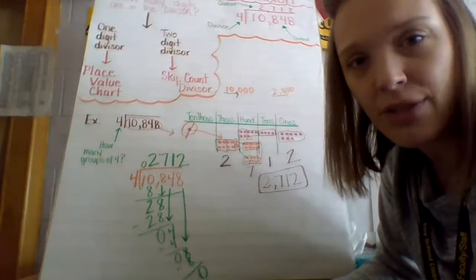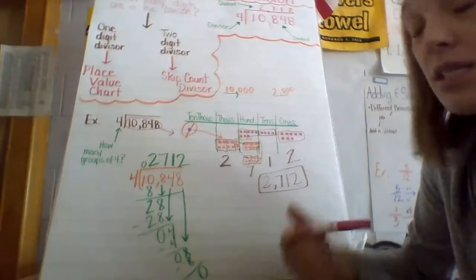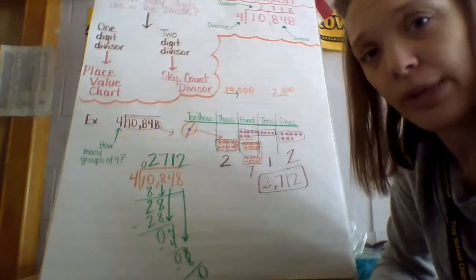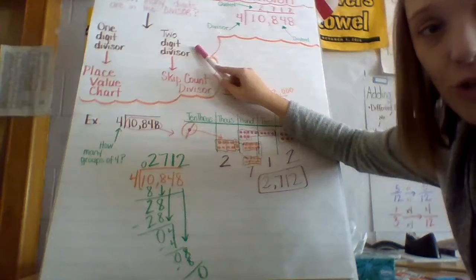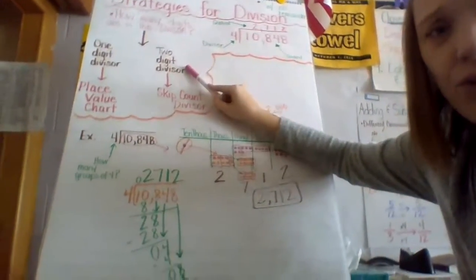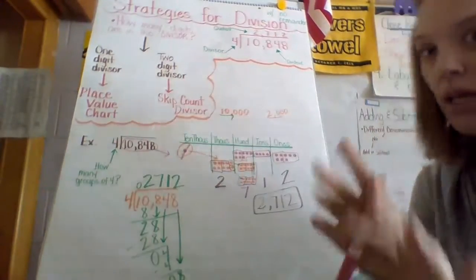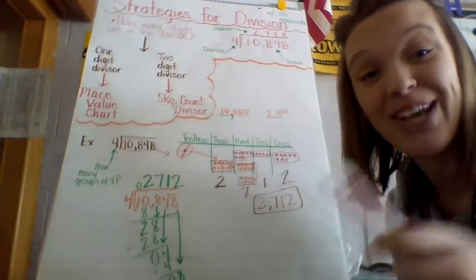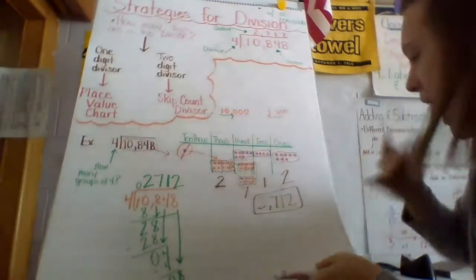Another strategy that we can use is skip counting the divisor. That will help us when you have a 2-digit divisor. So when you ask yourself the question, how many digits are in the divisor, if your answer is there are 2 digits in the divisor, don't panic. It's going to be okay, I promise. You're going to skip count the divisor. Let's see what I mean by that.